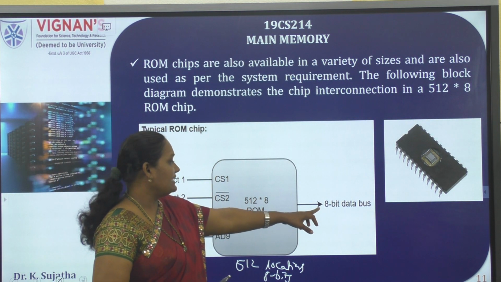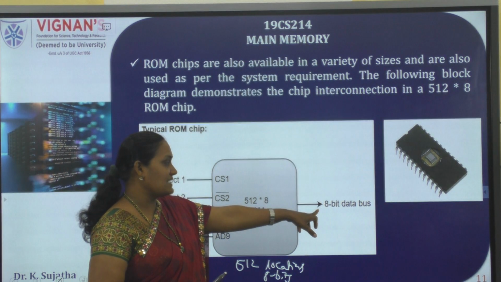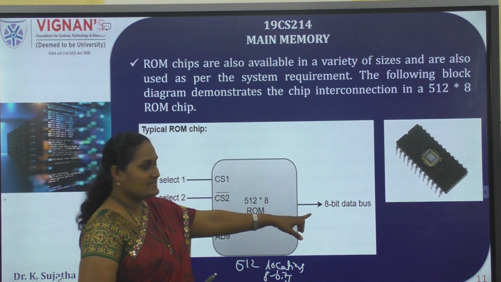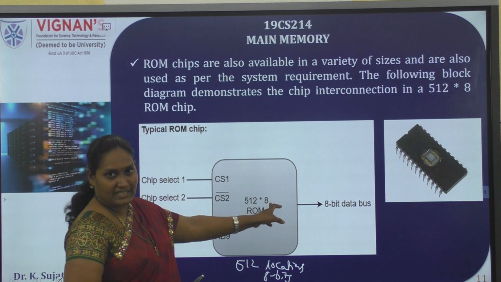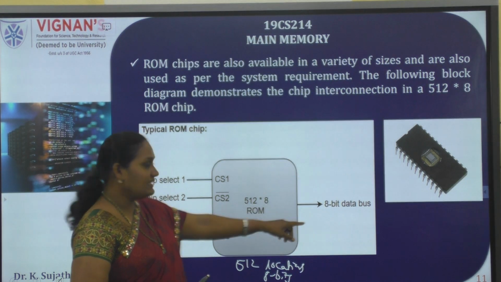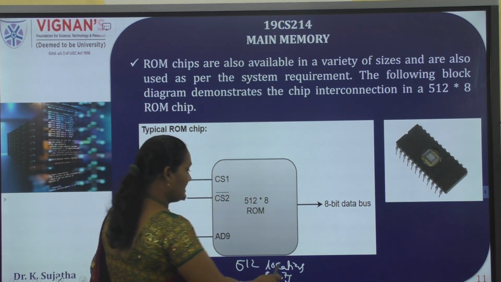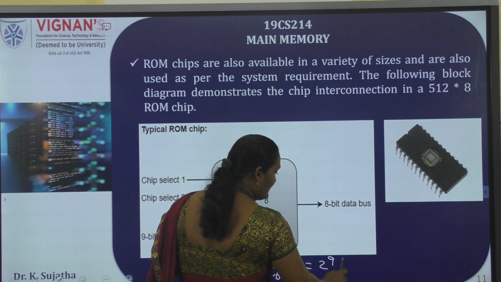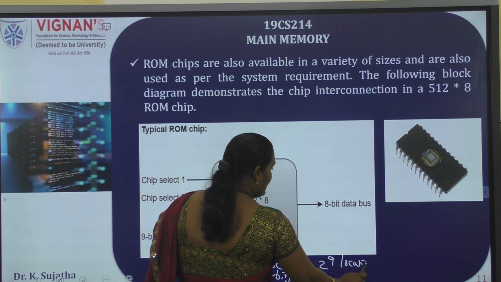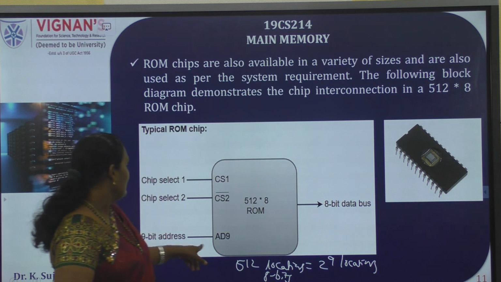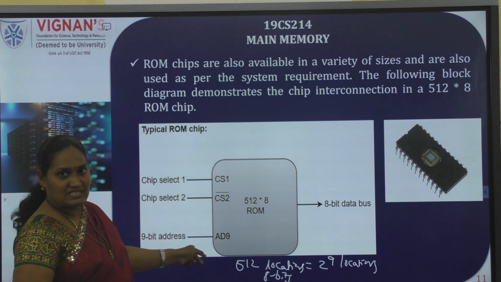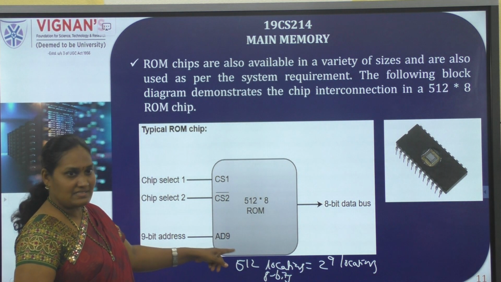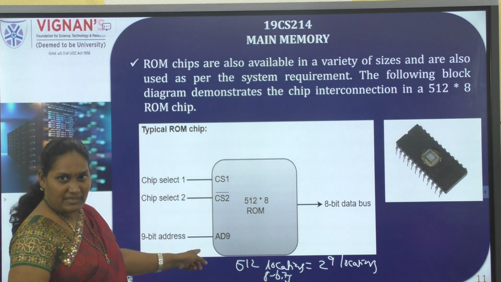Here the data bus size is 8 bits. Since each location can hold 8 bits of data, an 8-bit data bus is present. And since it contains 512 locations, that is 2 power 9 locations, it is connected to a 9-bit address bus, since it needs 9 bits for transferring the address.